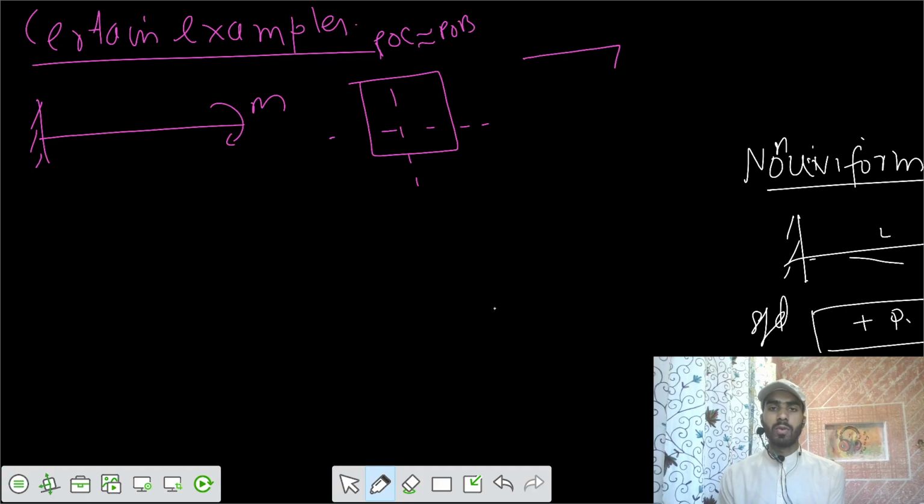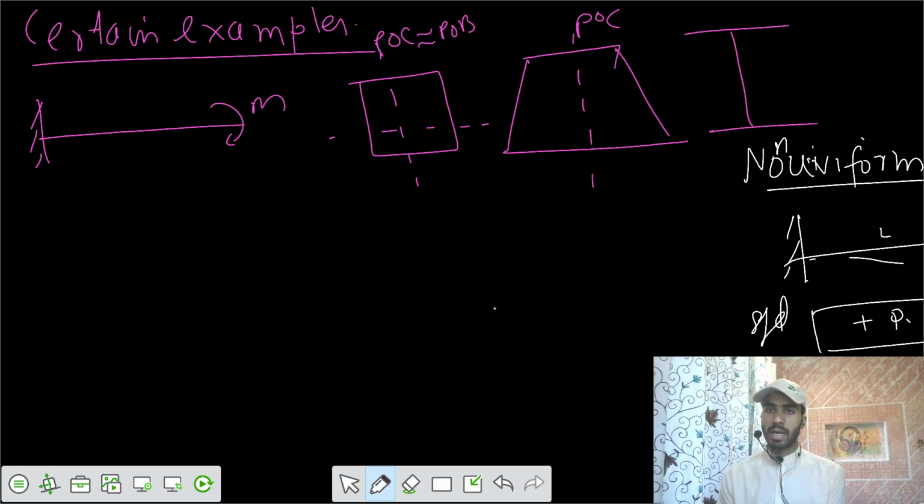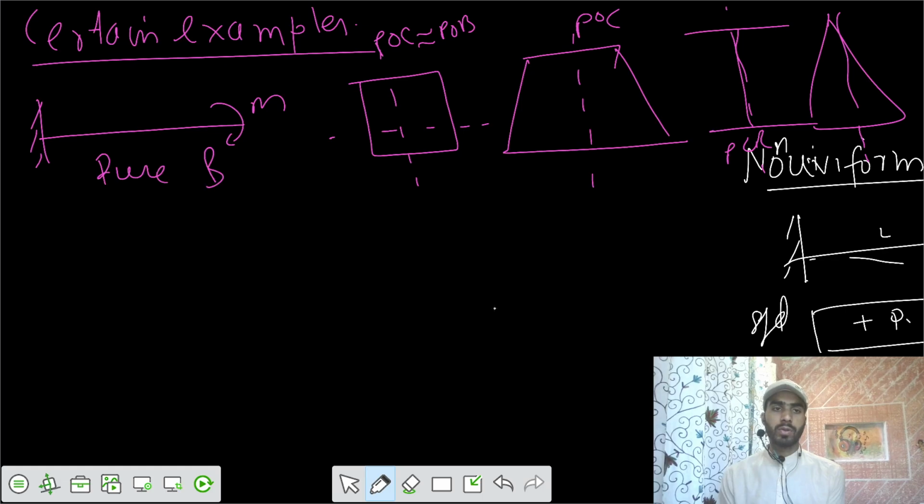Similarly, if you have a cross section in this fashion, this is the plane of couple. You can also take a T section or an I section. Let's say this is an I section, and this is the plane of couple, and all other things too, like a triangle. These are all cases of pure bending, because only bending moment has been applied.